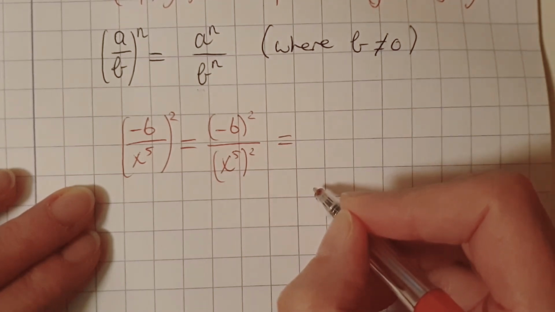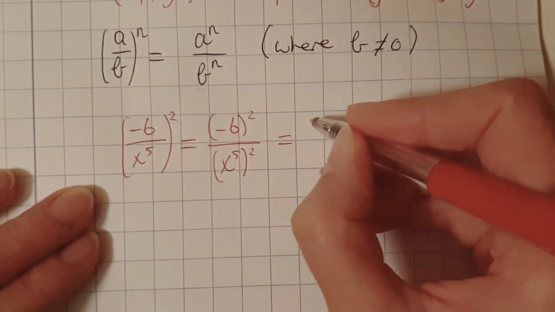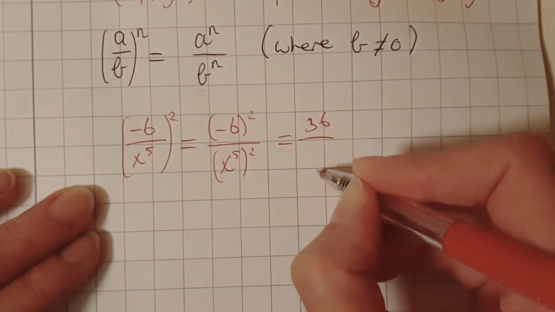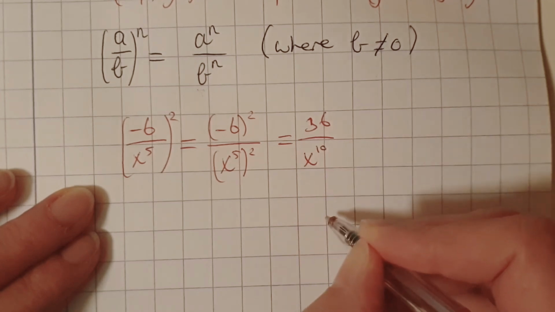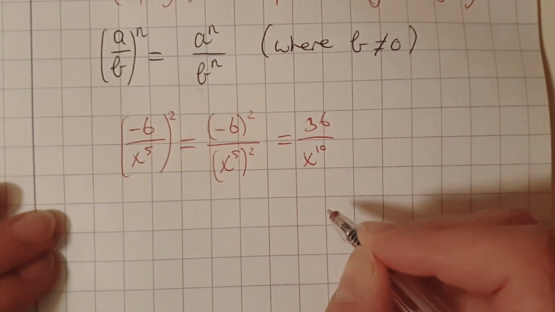Okay, first step. Then -6 times -6 is 36, and x to the power of 5 to the power of 2 is x to the power of 10. This is it, now you're done.